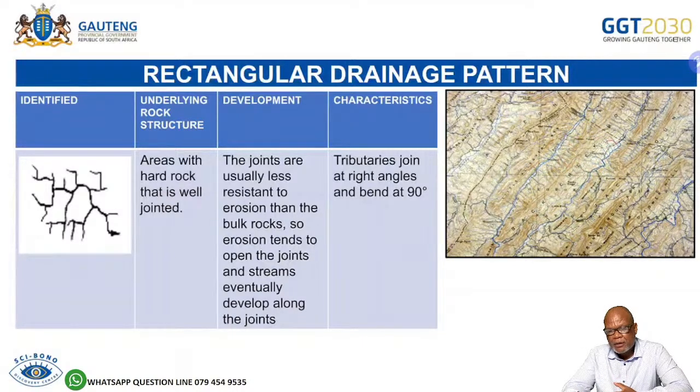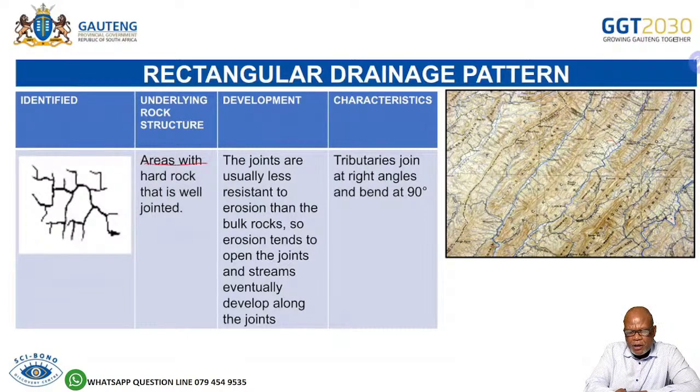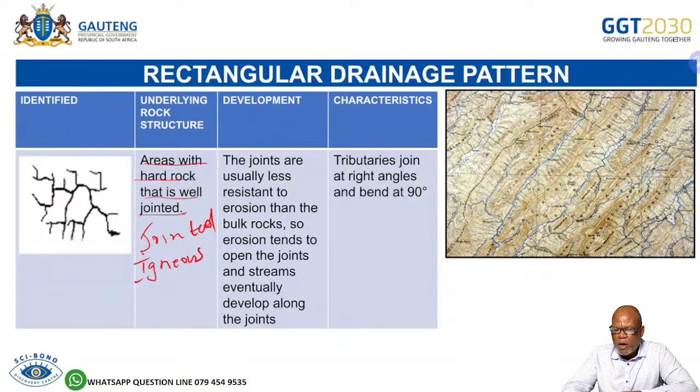So this is going to be developing where we have igneous rocks, but these igneous rocks have got cracks in them. The underlying rock for the rectangular pattern is jointed igneous rock, areas with hard rock that is well jointed. So you can also add that it is jointed igneous rocks. That's where you find them. Where you have joints, the rocks will be weaker, and that is where the streams will flow.